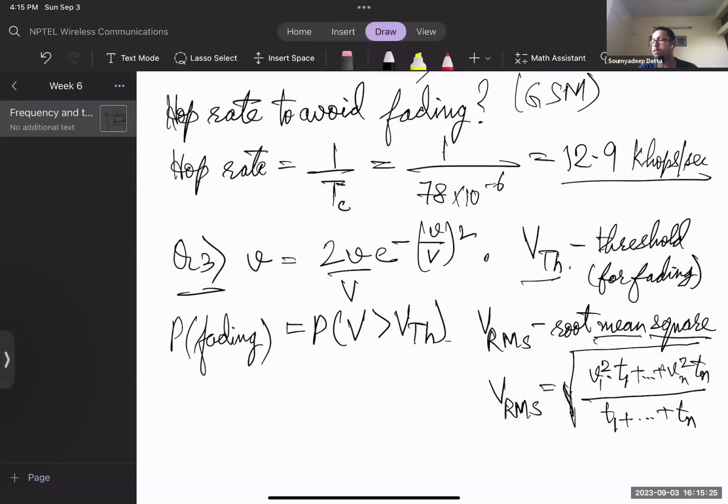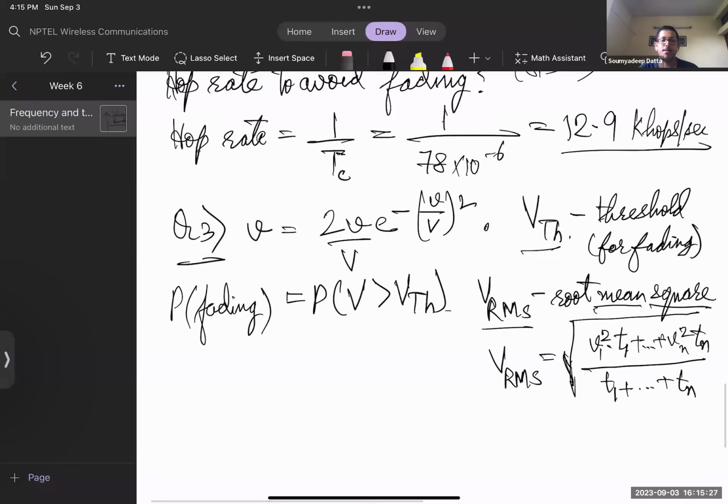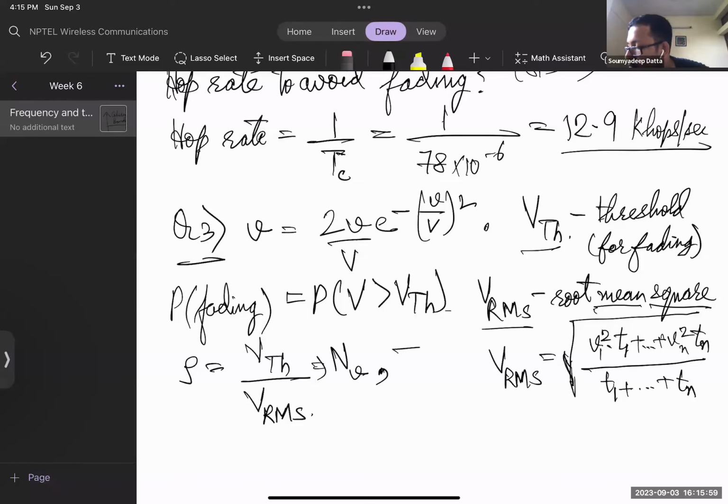And so you are trying to compare these two values. There is one key parameter here, rho, in standard notation. This is essentially V threshold divided by VRMS. You're trying to find out this ratio, and this ratio determines a lot of things. It determines the number of times a channel goes into fading, and also the expected fading duration.